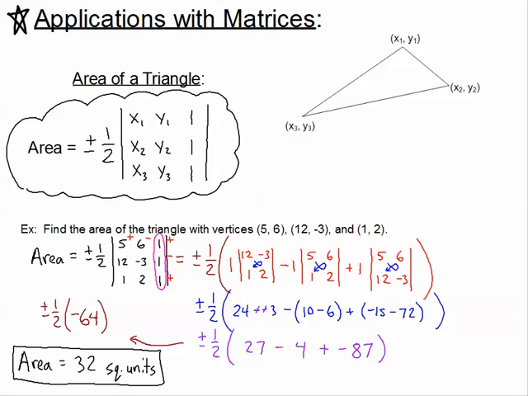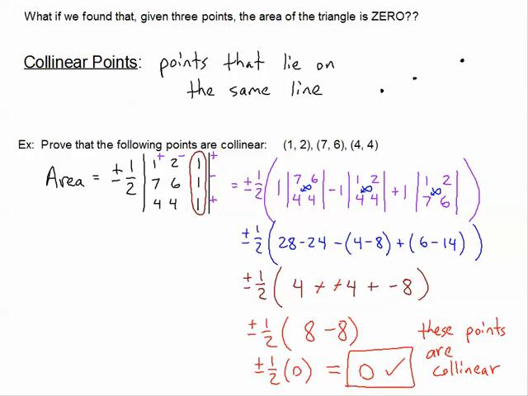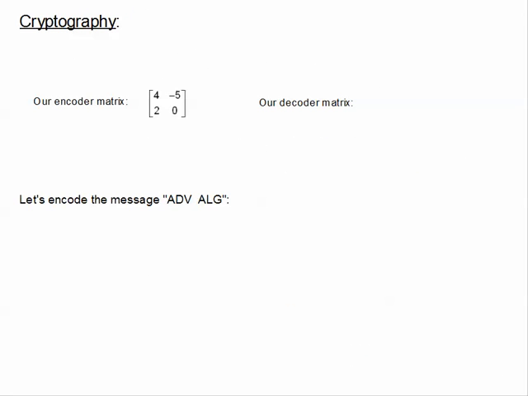Here is our area of a triangle, and here is our collinear points. So here we are on cryptography, and cryptography is the study of codes and code breaking. So if you're interested in cryptography, matrices might be a good thing to go and study.